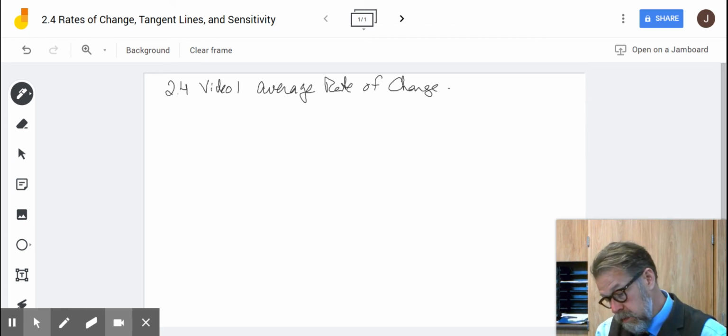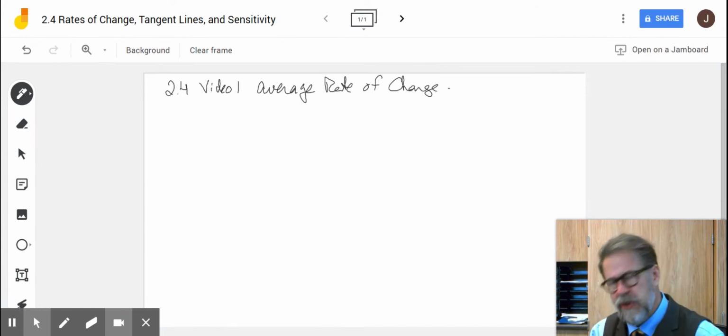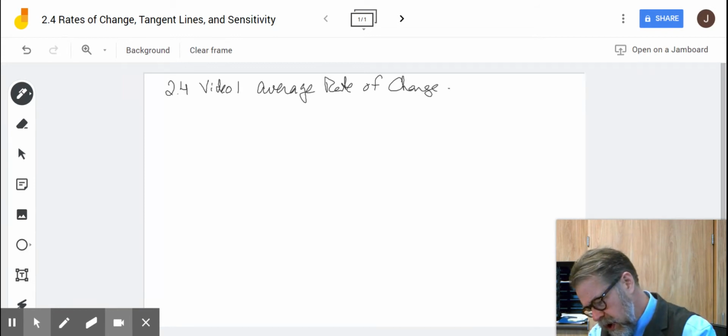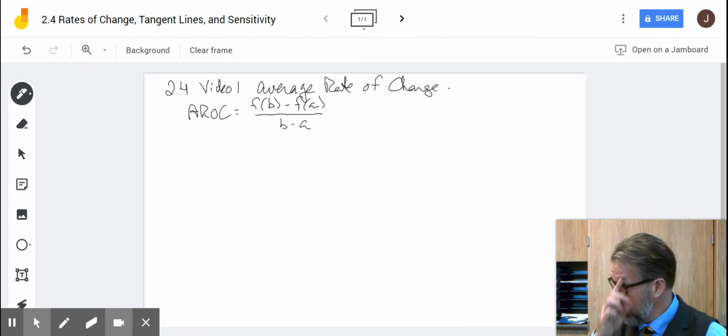Okay, chapter 2.4, we're going to start with rates of change, and then we'll be going into tangent lines and something called sensitivity. So basically, let's start by just going back to average rate of change. We'd already talked about this in a previous video, and average rate of change is the change in y divided by the change in x over a particular interval.